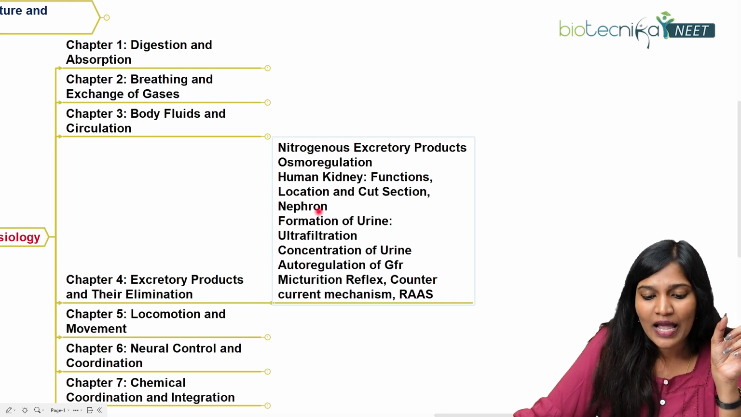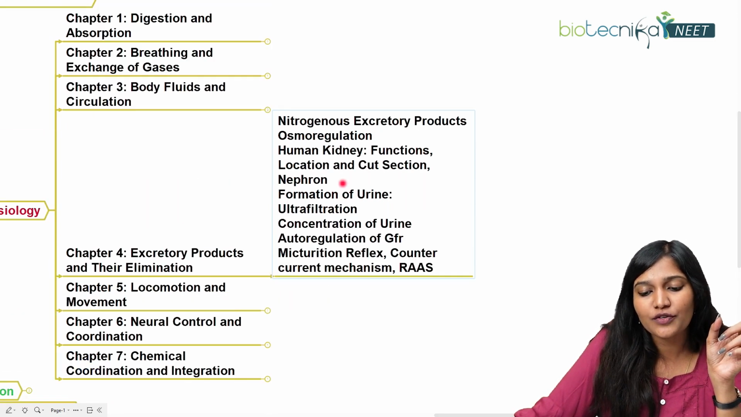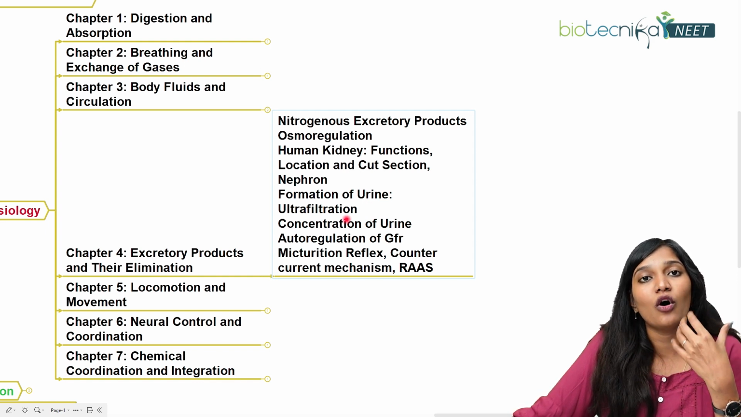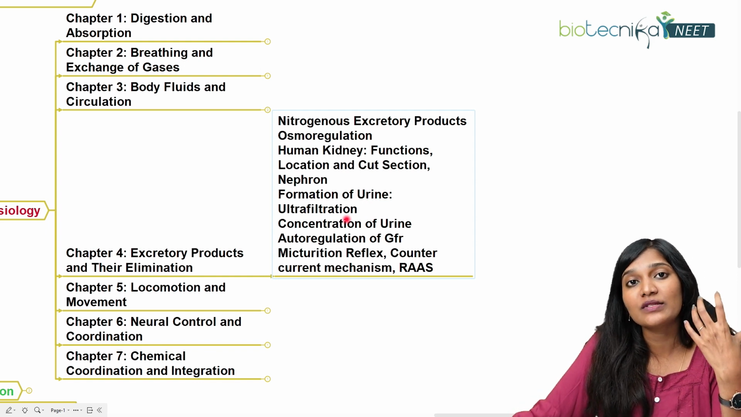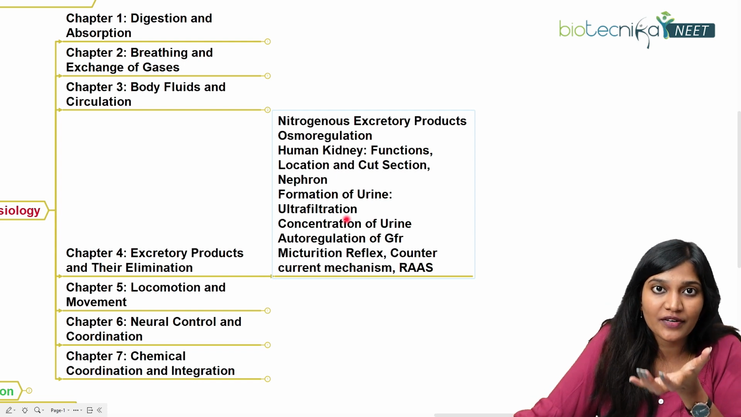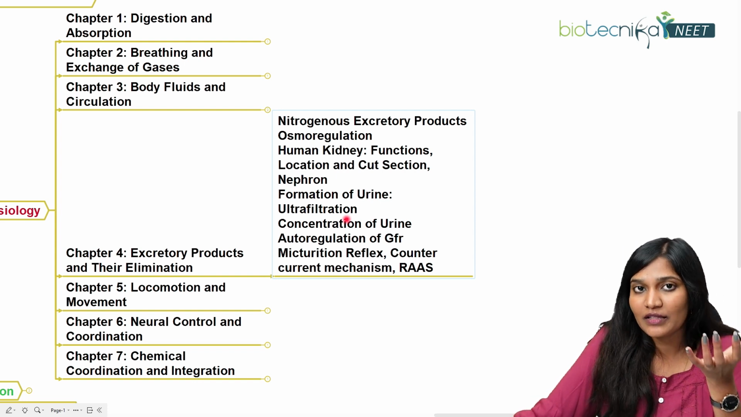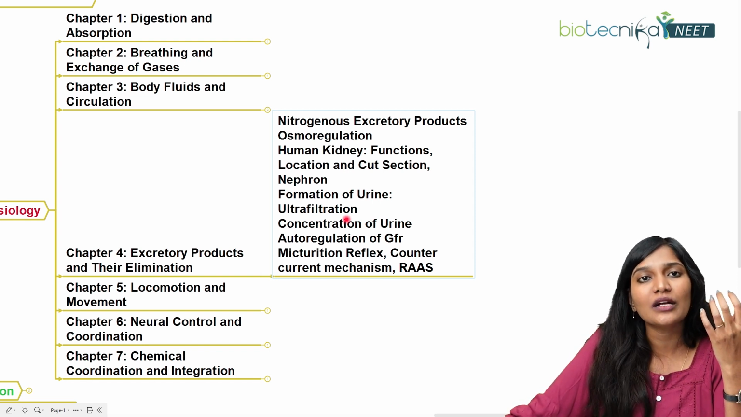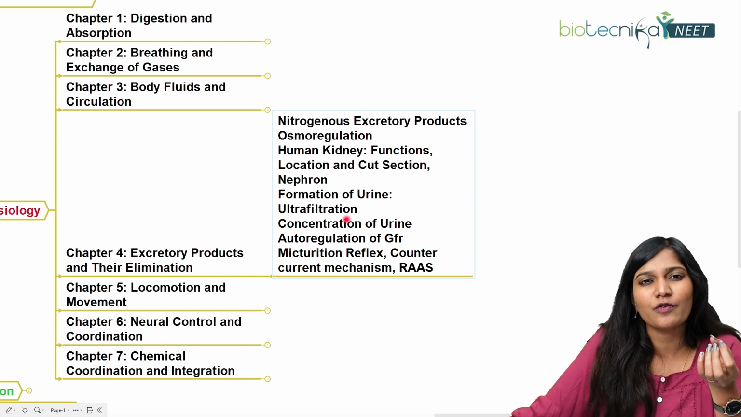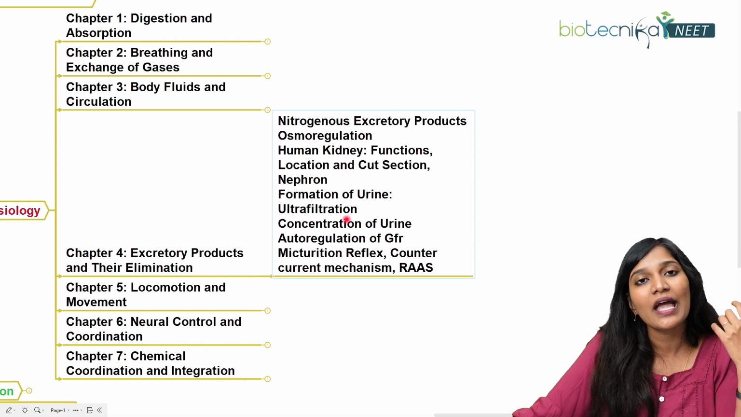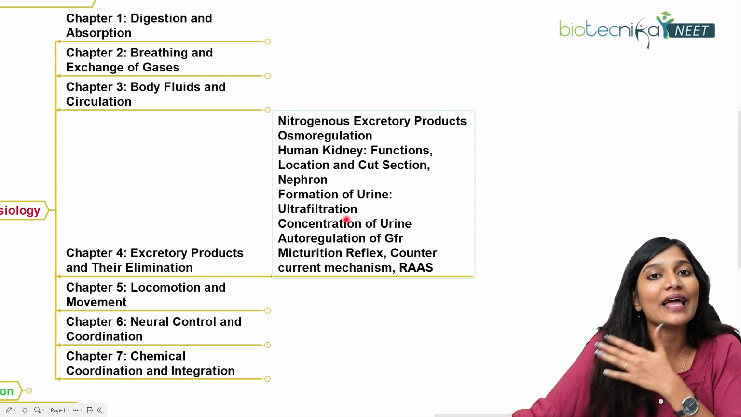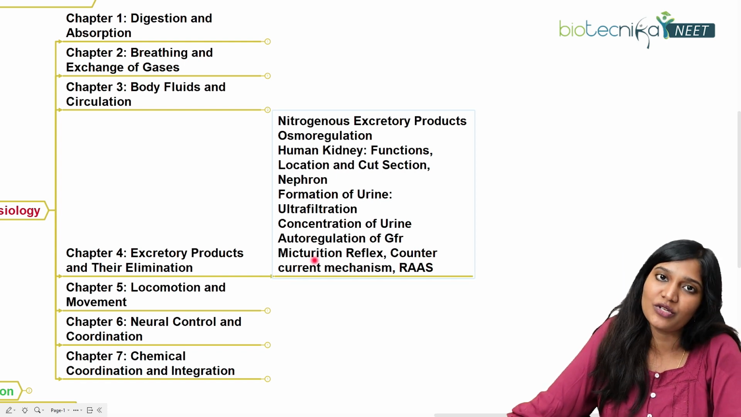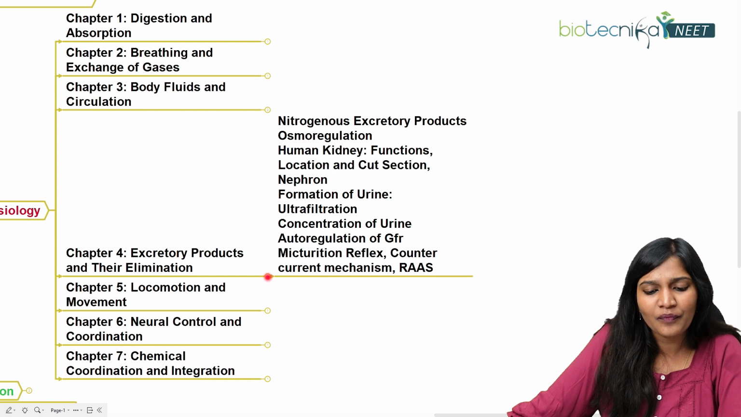Everything you have to study, and then you will be talking about the formation of urine, how urine is actually formed, and what are the ultrafiltration, what is glomerular filtration, and then you have to study about how urine is concentrated, what is GFR. Everything you have to study, and then you have to go and study about the counter current mechanism, most important one, very easy one if you're going to understand it. And finally, renin angiotensin aldosterone system, which we call the RAAS mechanism, and finally micturition reflex. And you can also study the disorders.